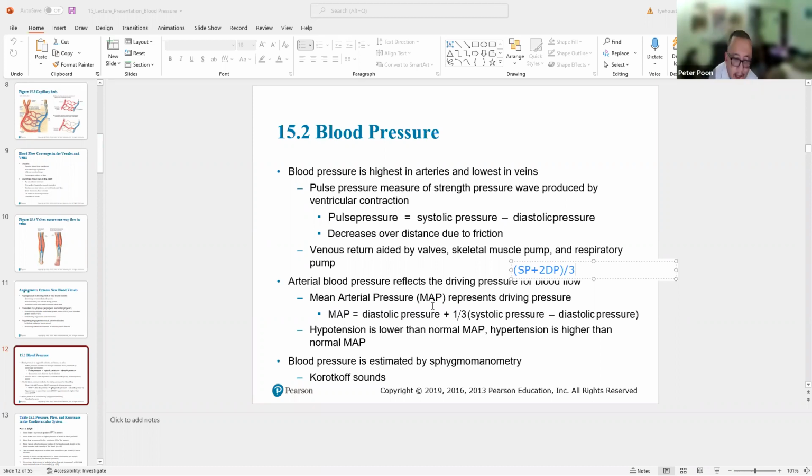But this is the way I like to think about it, because I think, okay, your heart is contracted 1/3 of the time, it's relaxed 2/3 of the time. So systolic pressure plus double the time in diastolic pressure, all of it divided by 3. And that is your average pressure, right? Your average mean arterial pressure.